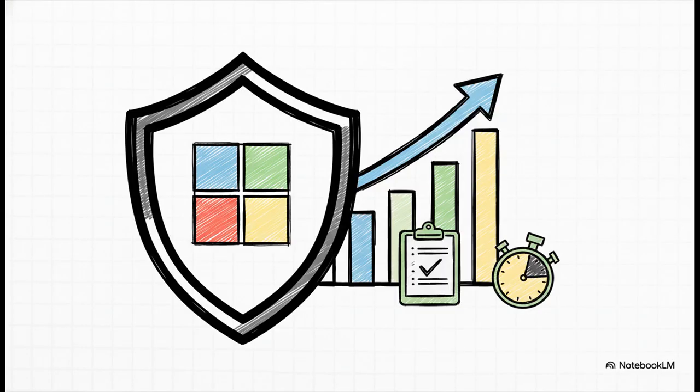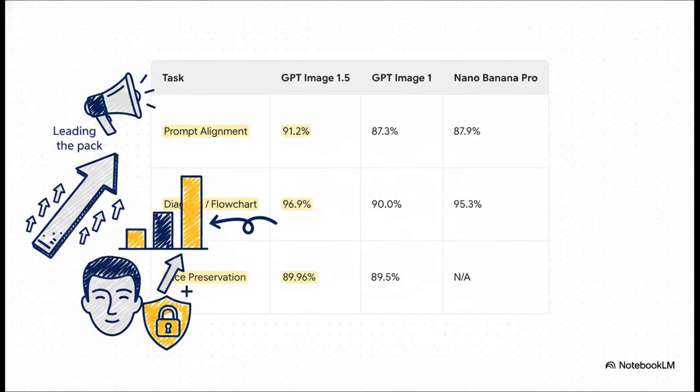So, you might be thinking, okay, that sounds great, but where's the proof? Well, this isn't just marketing hype from OpenAI. Microsoft has been putting this thing through some serious internal testing, and the data really backs up these big claims. And here's where the rubber really meets the road. Just look at prompt alignment. That's basically how well the AI listens to you. It's now at the top of the pack. And for tricky stuff like diagrams and flowcharts, a massive jump in performance. Then there's face preservation, which is up over 10%. These aren't just little tweaks. This is a serious step up in making this technology reliable and predictable.